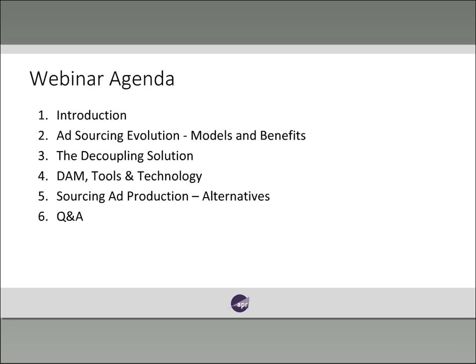Before that, I wanted to just take you quickly through the agenda of what we're going to be talking about over the next half hour. We'll start with the evolution of ad production sourcing. So how have we procured or bought ad production in the past? What does that model look like? And what are the benefits of that? We'll talk specifically about decoupling as a solution in sourcing ad production. We'll talk a little bit also about digital asset management and the tools and the technology that exists today that your suppliers are providing in the ad production space.